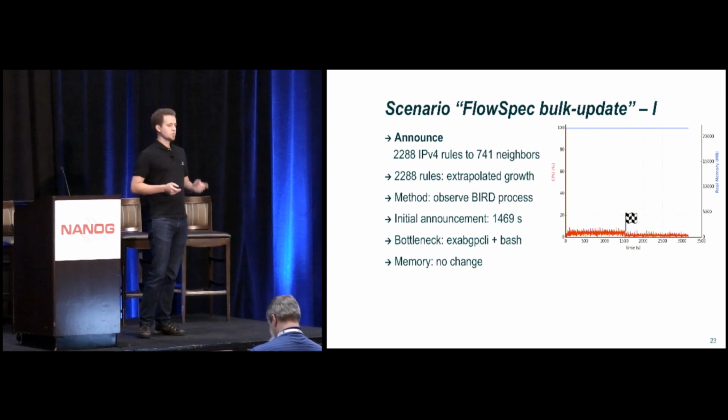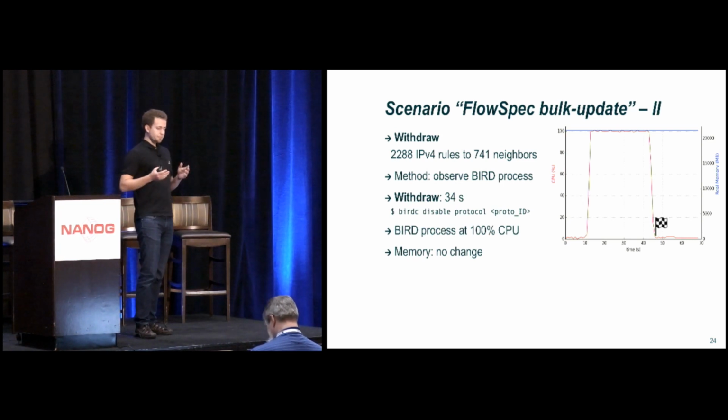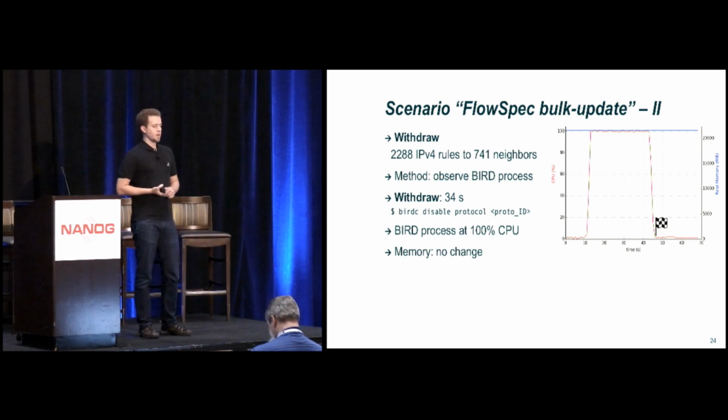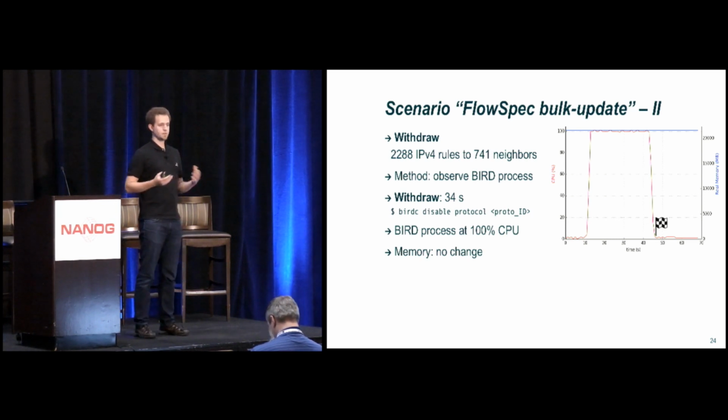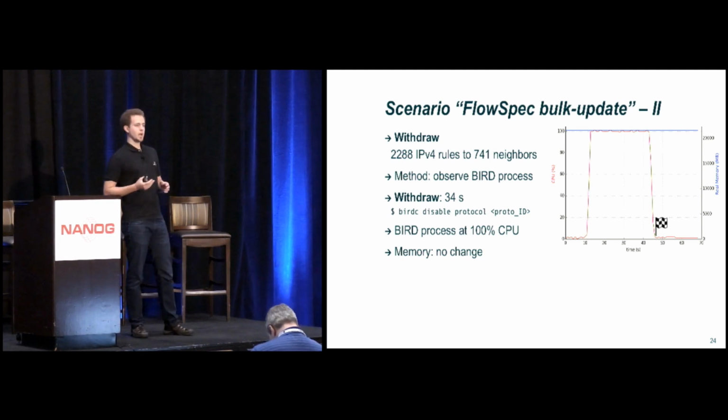More interesting are the two other things that I looked at. Now that the daemon learned all of those 2,000 Flowspec rules, I was interested in what happens when I withdraw them. So I disabled the protocol in BERT, and the daemon had to withdraw all those routes for all of those neighbors, and it took the daemon 34 seconds until all of this was done. Compared to other events that we have when I shut down other protocols, it's quite good. And Flowspec itself doesn't add any real overhead here.